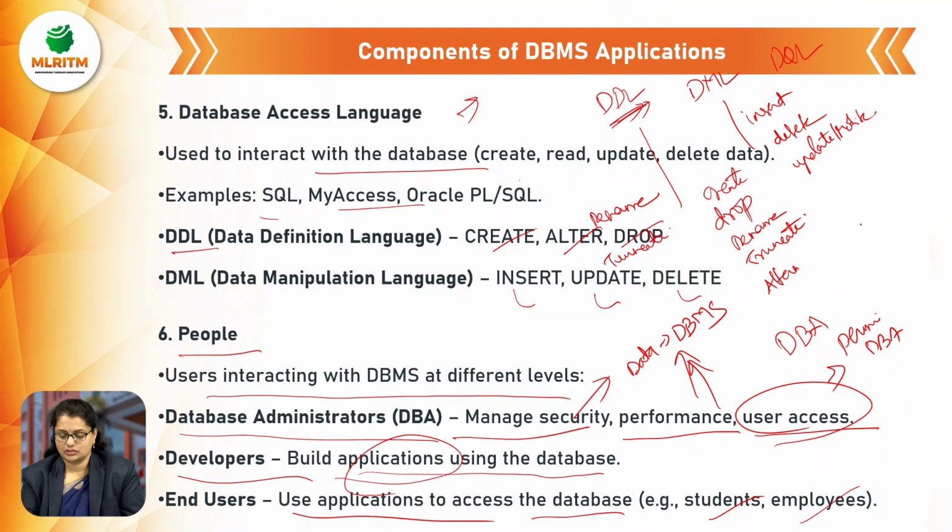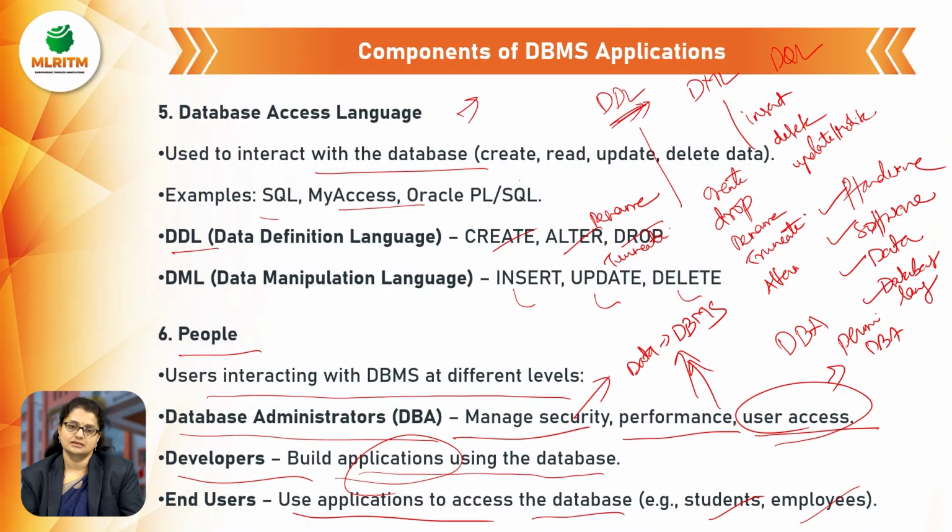Okay, so this is about the components of DBMS applications. We covered the first one, hardware, the second one is software, and the third is data. We need hardware, software, and data compulsorily, and the next one is languages. Those are the database languages needed to communicate with the system. The next one is people, and the next one is processes. So these six are the components of database applications.